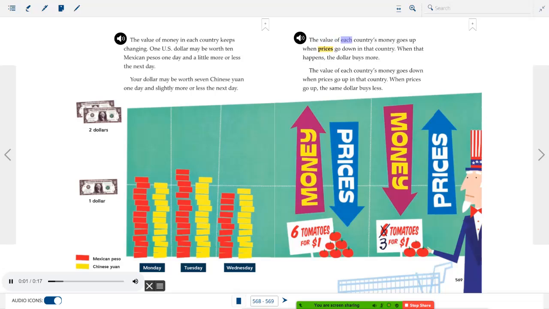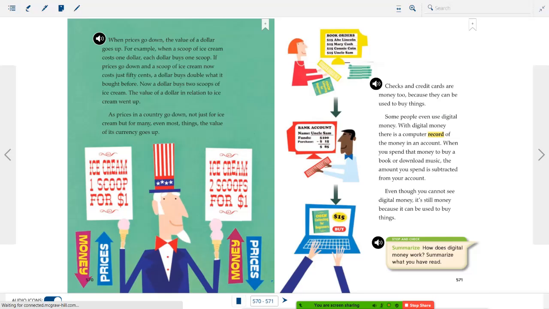The value of each country's money goes up when prices go down in that country. When that happens, the dollar buys more. The value of each country's money goes down when prices go up in that country. When prices go up, the same dollar buys less. When prices go down, the value of a dollar goes up.